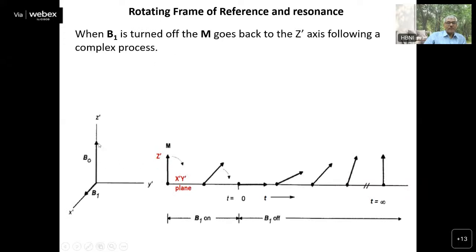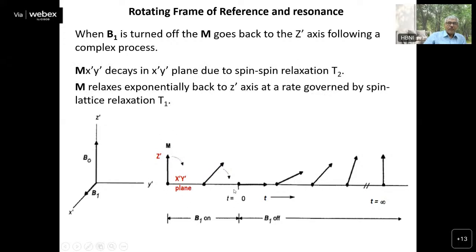Okay, so the situation I have shown here: initially you have the equilibrium magnetization, and you have now turned on the B1 field. So the magnetization rotates and comes to the XY plane. Then you turn off the B1 field. Then what will happen? All this magnetization will again go back to the Z prime axis, following both T1 and T2. First it decays in the XY plane by spin relaxation, and simultaneously there will be T1 relaxation.